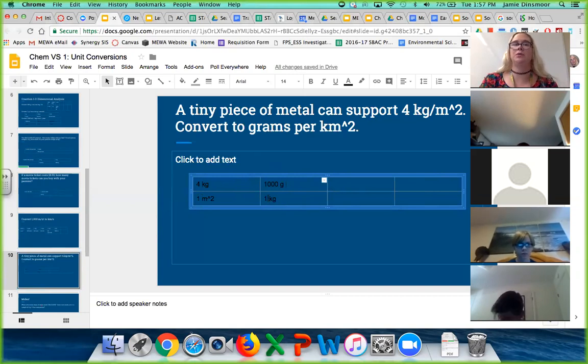Alternatively, you could have also said 0.001 kilograms is equal to 1 gram. Again, that's going to be the same exact math. So it really doesn't matter which one you do. I like to pick bigger numbers personally rather than decimals. That's my personal preference. So we're good on kilograms. Now we need to talk about meters. So what does it mean when we are squaring something?